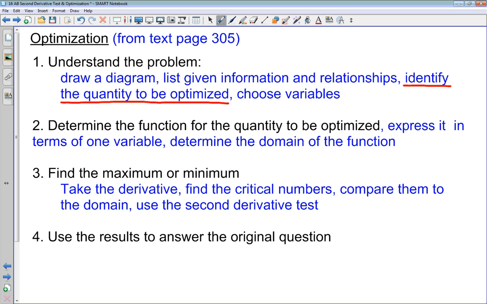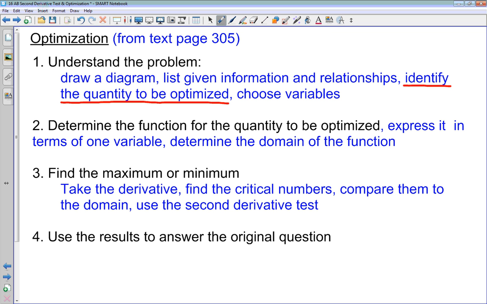Step 2, once we have understood the problem, we want to figure out a function that represents this quantity to be optimized. Okay? And we have to express it in terms of one variable. So after step 1, we're probably going to have 2 variables in our problem. We need to use one of these relationships between our variables to get ourselves a function of one variable. And as we're doing this, we'll check the domain of the function as well.